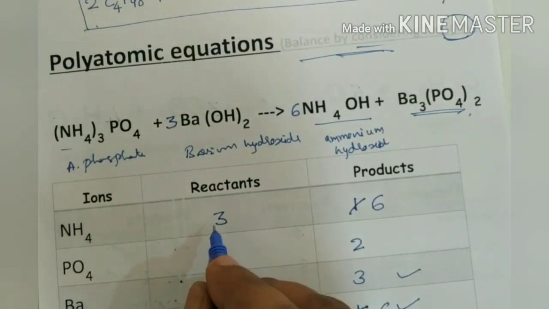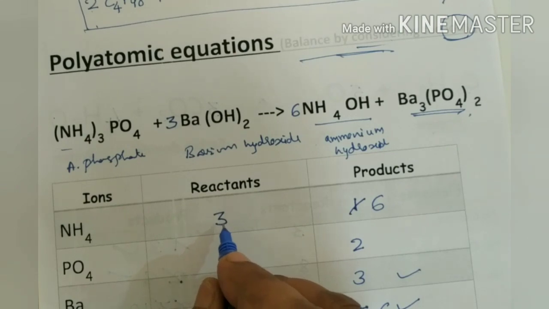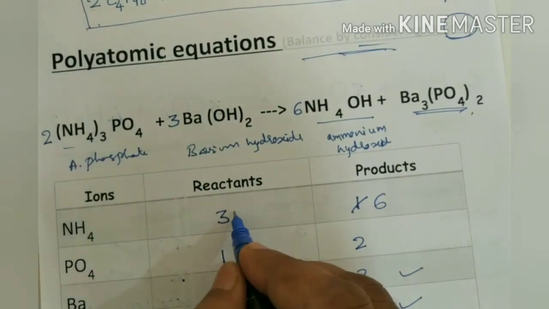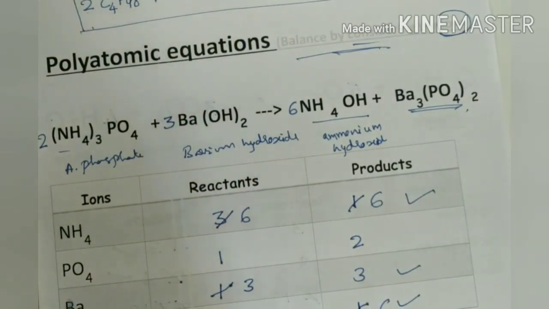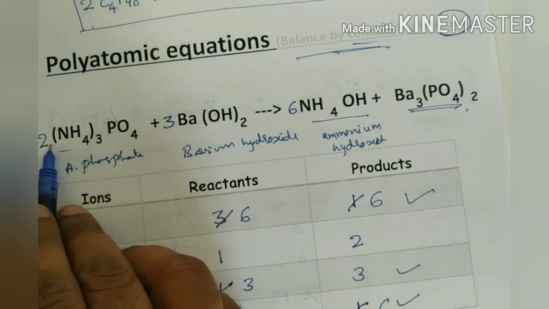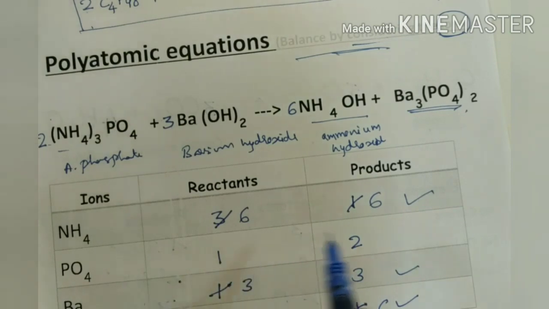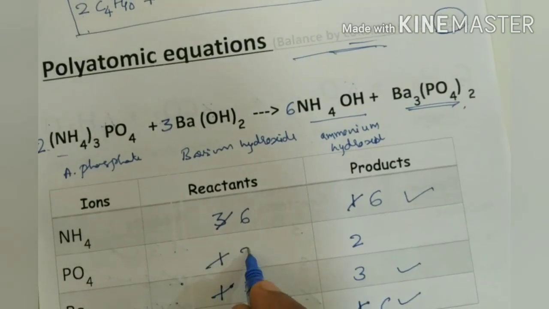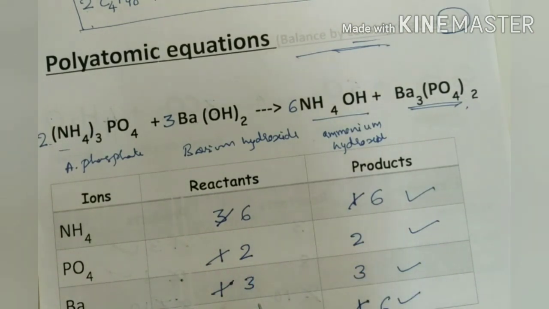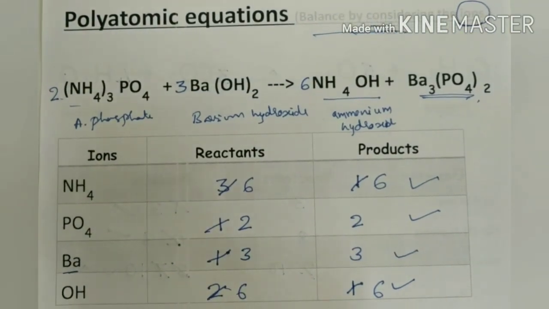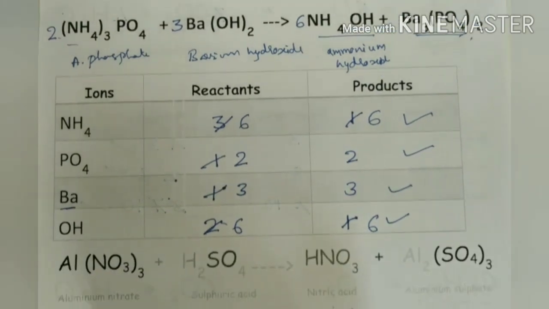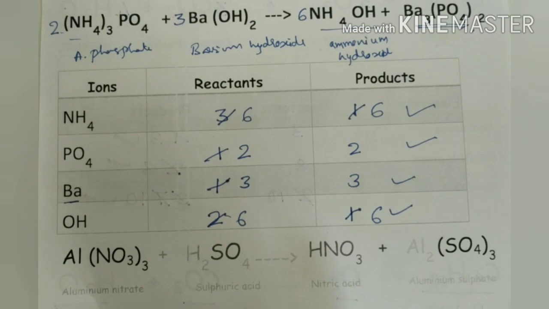But here 3 is there. So to make it 6, I will write 2 here. When I write 2 here, this NH4 also becomes 6. Now this is also balanced. See the PO4: 2 PO4 are there, and here also 2. It also becomes balanced. So now 6, 2, 3, 6, and 6, 2, 3, 6. Now the chemical equation is balanced. This is the way of balancing a polyatomic equation. I will give one more example of that, and you try and verify your answer afterwards.